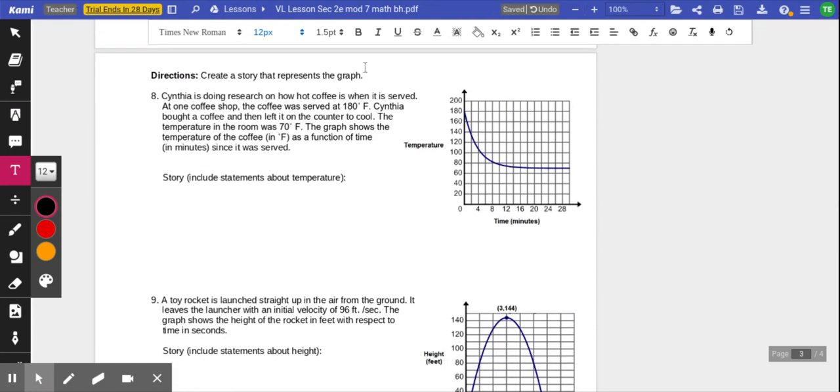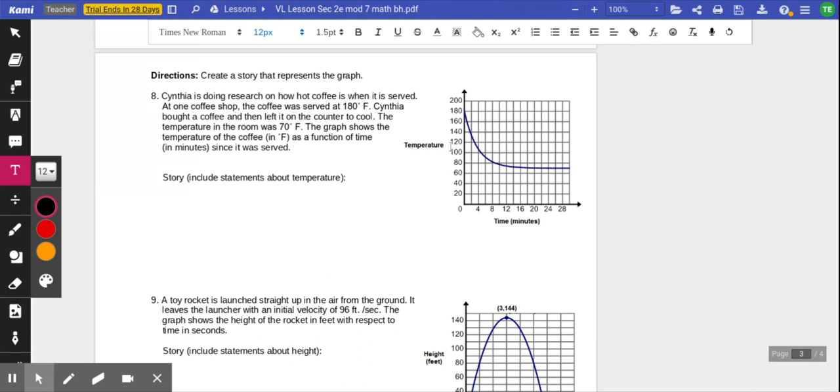Create a story that represents the graph. Cynthia is doing research on how hot coffee is when it is served. At one coffee shop, the coffee was served at 180 degrees. Cynthia bought a coffee, then left it on the counter to cool. The temperature in the room is 70 degrees. The graph shows the temperature of the coffee as a function of time since it was served. Story, include a statement about the temperature.